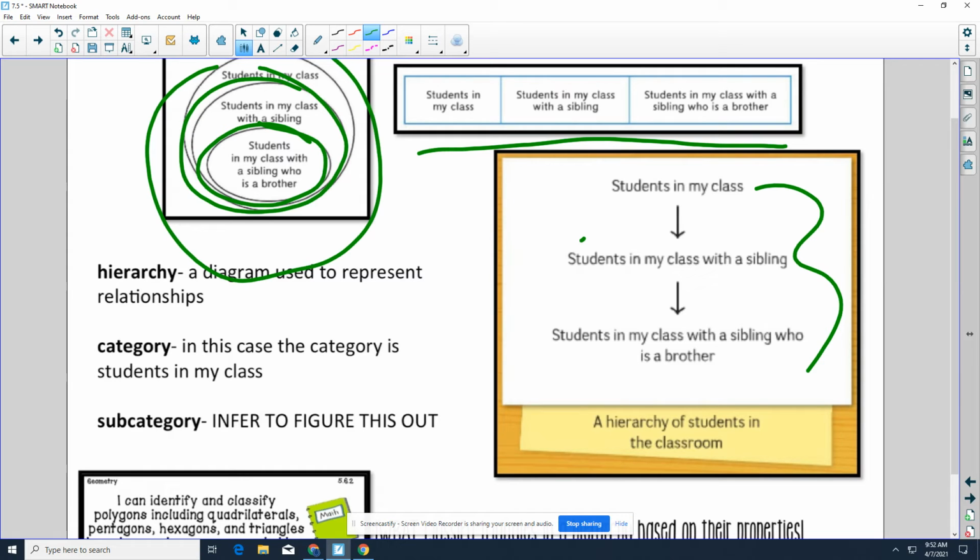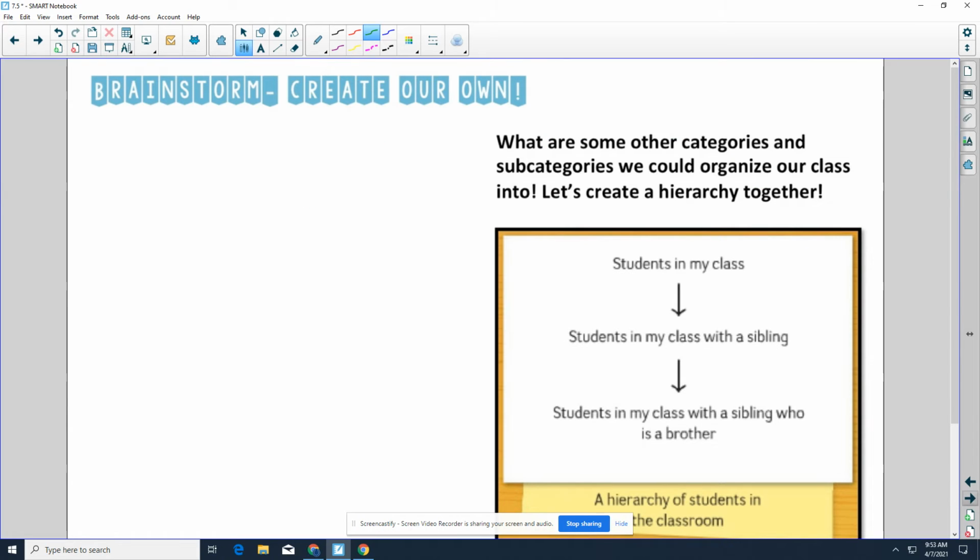So our category is students in the class, and then our subcategories would be students in my class with a sibling, students in my class with a sibling who is a brother. Okay. What are some other categories, subcategories we could organize our class into? Let's create a hierarchy together. So let's say kids in class.